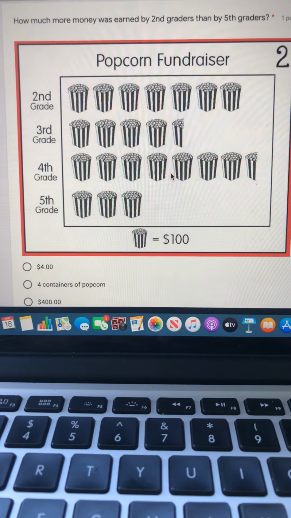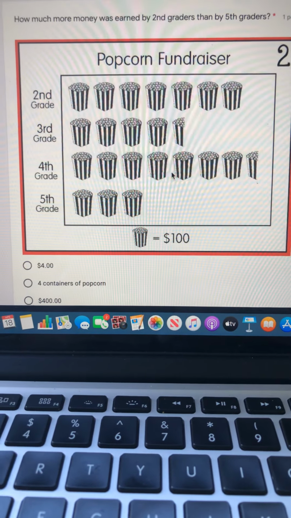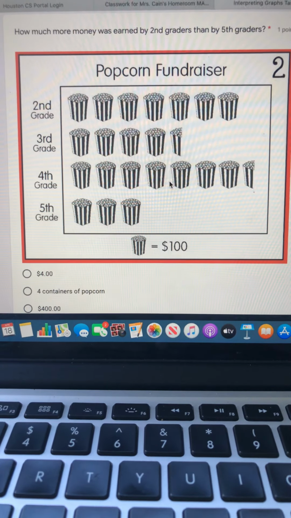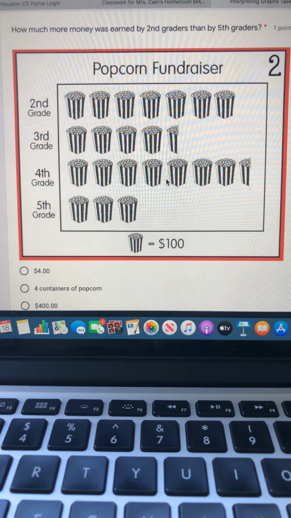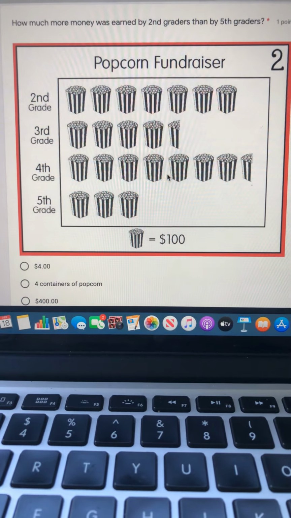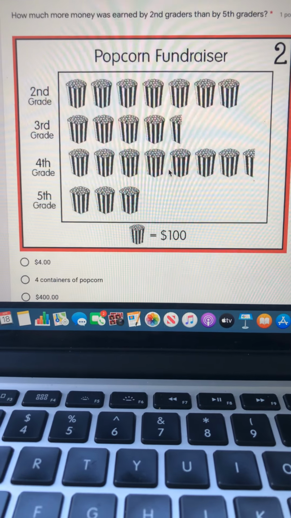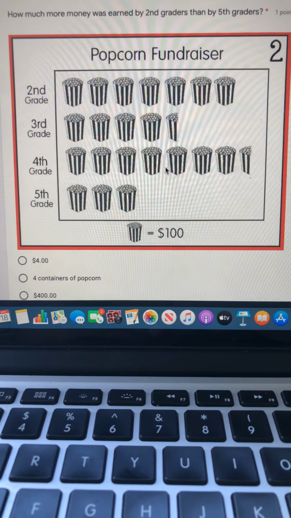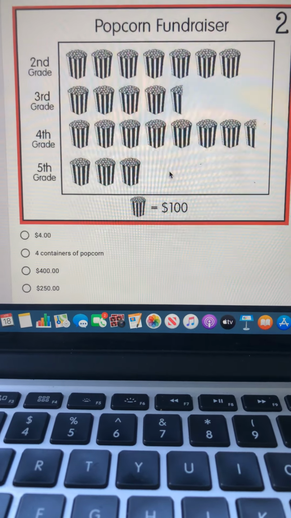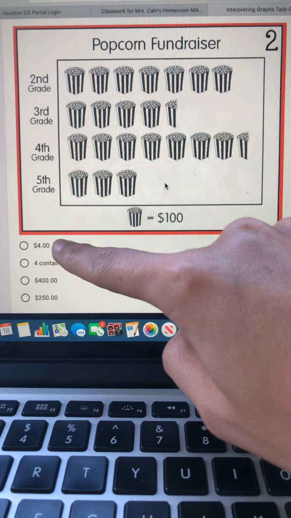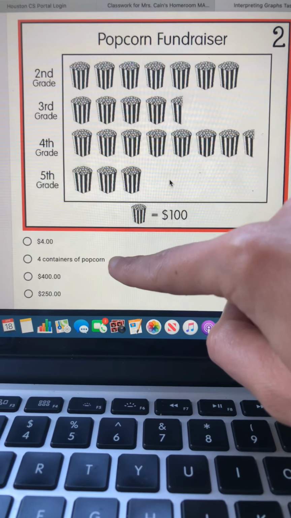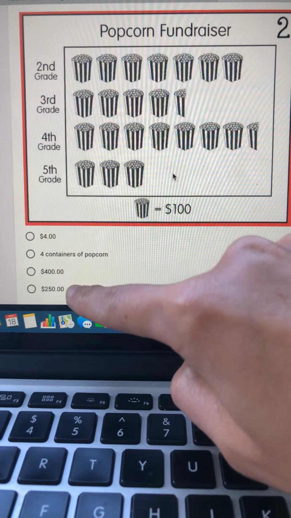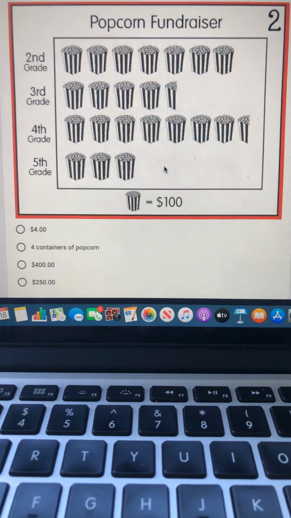All right, the next question uses the same graph, but it asks, how much more money was earned by second graders than by fifth graders? Was it $4, 4 containers of popcorn, $400, or $250?